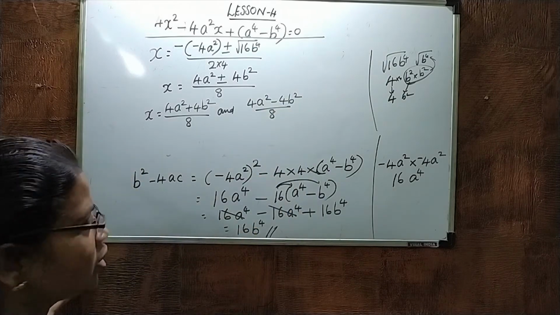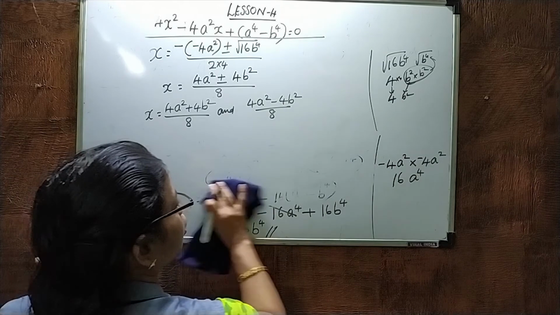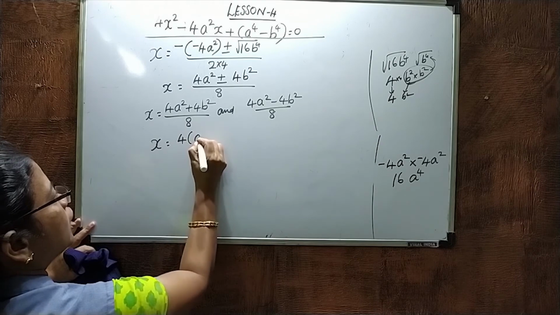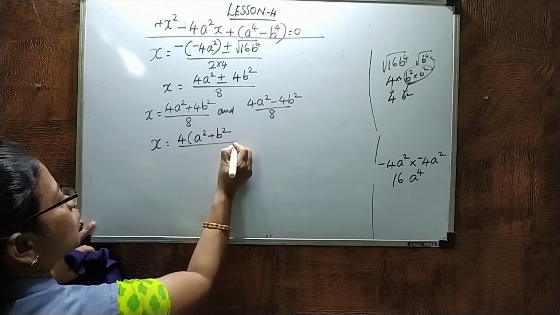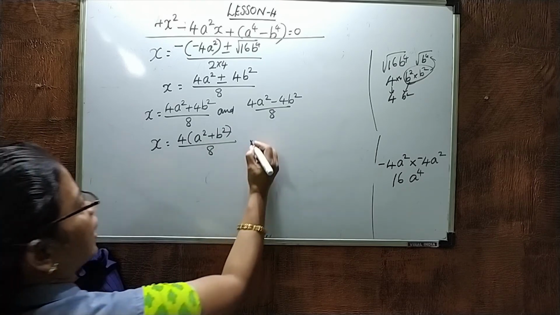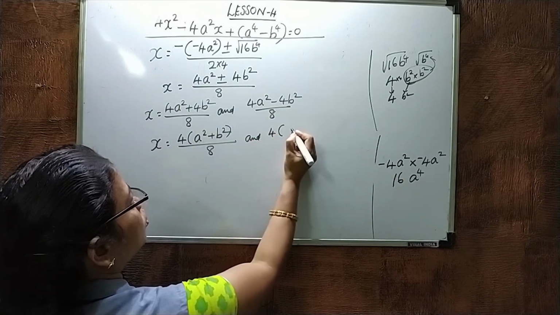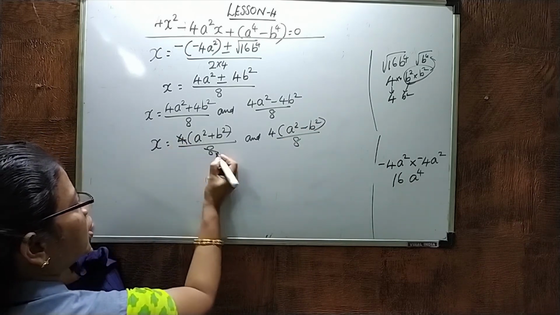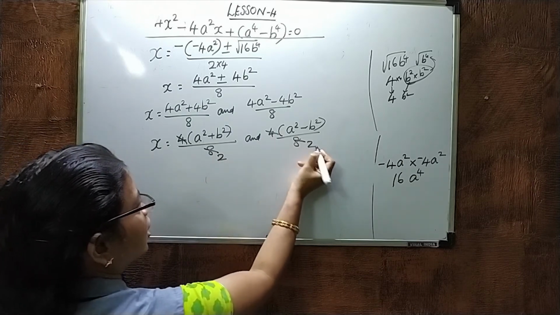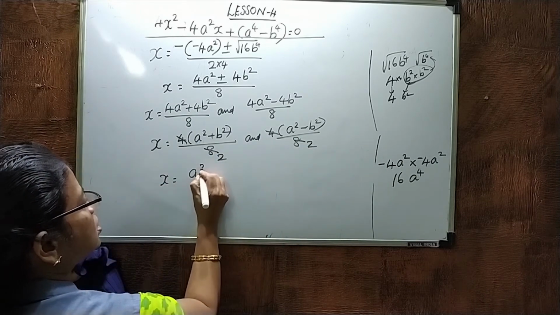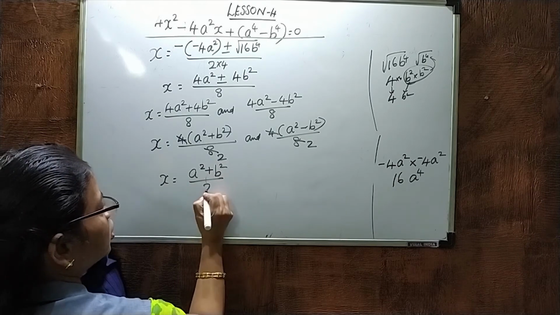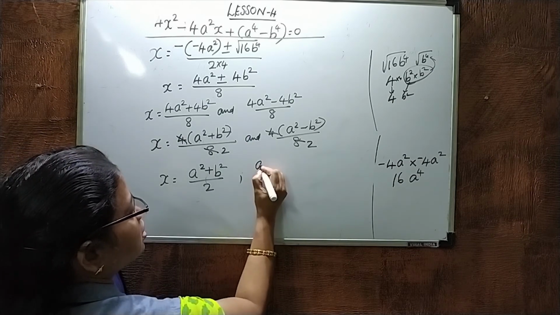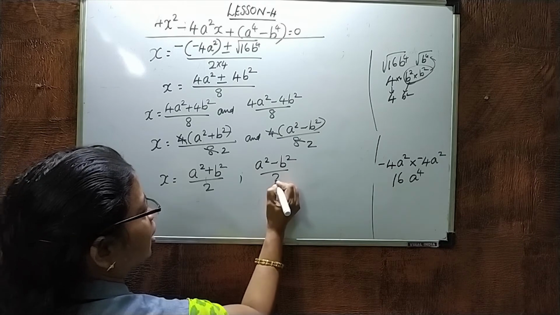Again something is common. So 4 is common for the numerator. So I will write it as x equals 4 into a square plus b square the whole divided by 8. And here also 4 into a square minus b square the whole divided by 8. 4 and 8 we can cancel, here also we can cancel. So x is equal to a square plus b square divided by 2, and a square minus b square divided by 2.